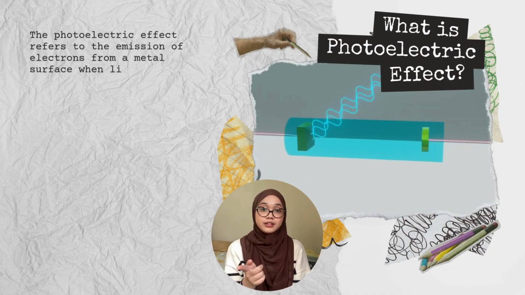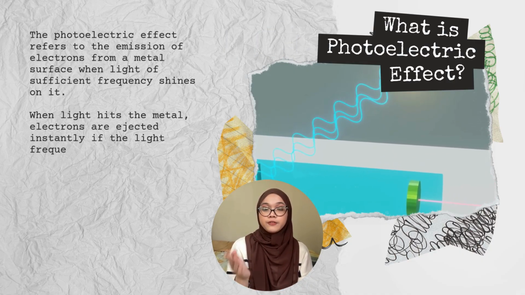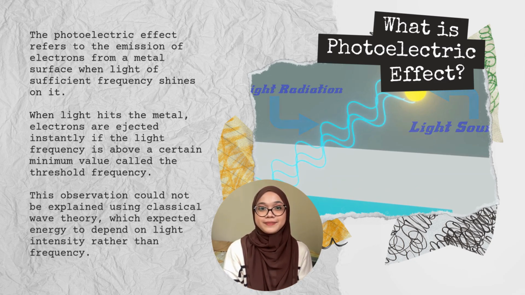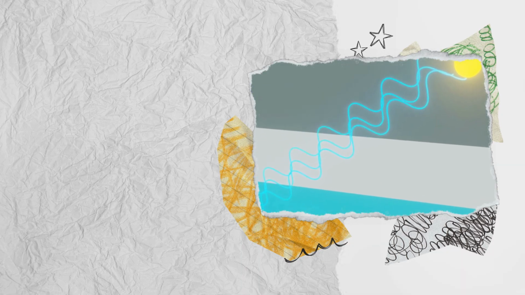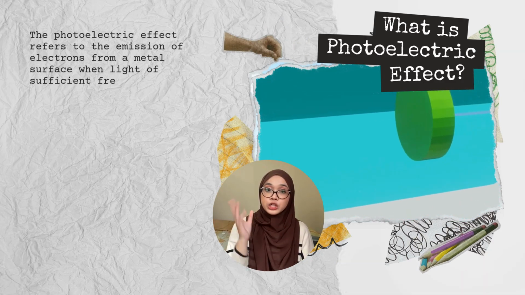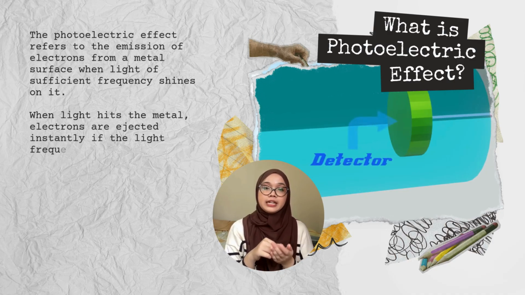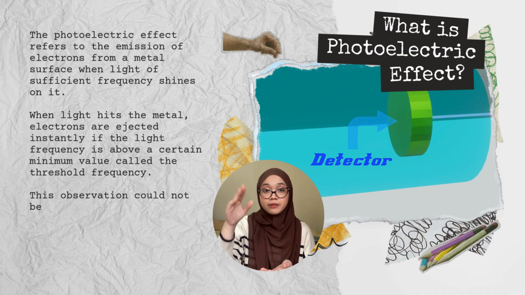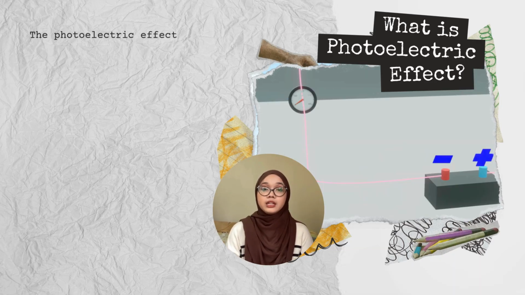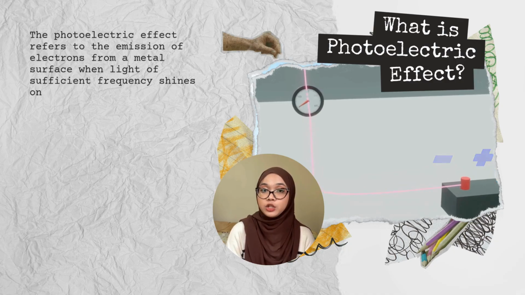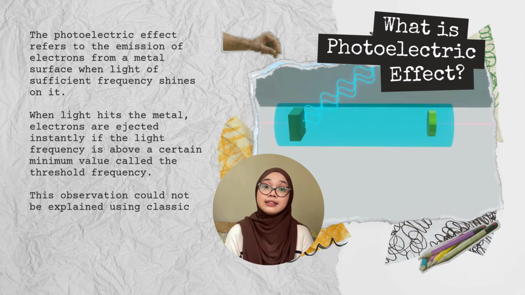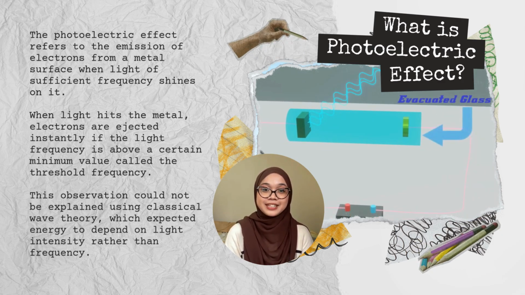The photoelectric effect refers to the emission of electrons from a metal surface when light of sufficient frequency shines on it. When light hits the metal, electrons are ejected instantly if the light frequency is above a certain minimum value called the threshold frequency. This observation could not be explained using classical wave theory, which expected energy to depend on light intensity rather than frequency.